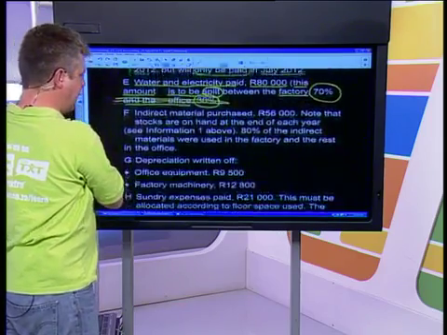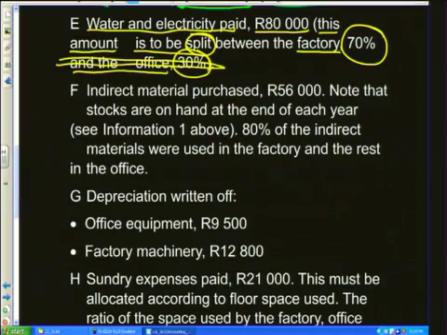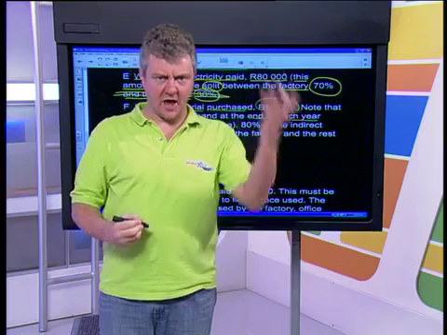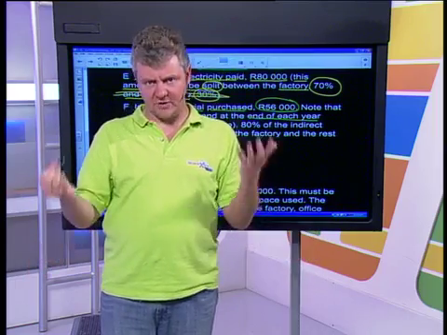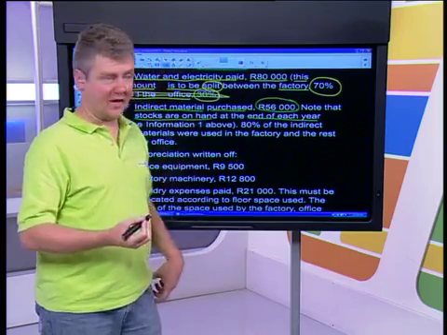And we've been given now our indirect material. F says indirect material purchased was 56,000 Rand. And then it tells us that stocks are on hand at the end of each year. But don't worry, we've taken that into account already by taking our opening stock and our closing stock. So we don't actually need to use that information now.